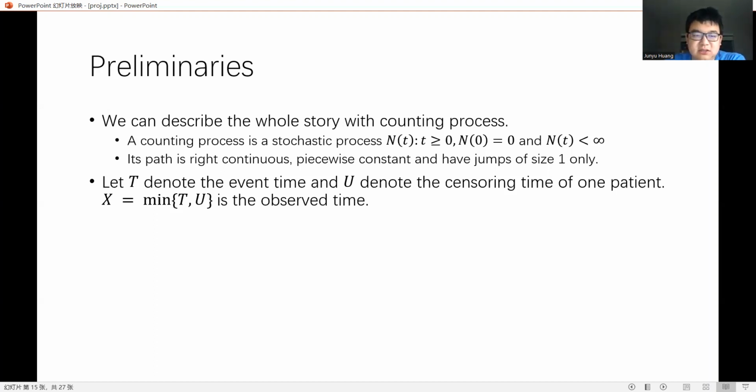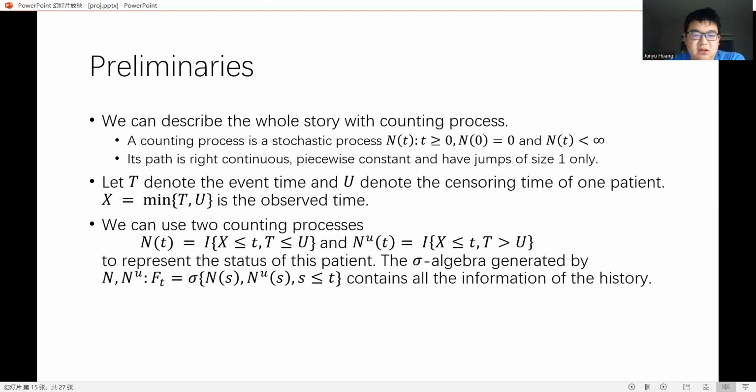Let T denote the event time and U denote the censoring time of one patient. We can only observe the minimum of T and U, which is the observed time. We can use two counting processes to represent the status of this patient. The first is the indicator function of the observed time being at most t and T less than or equal to U, which means that the patient experienced the event before time t. The second, N^U(t), means that we observe the patient has been censored before time t.